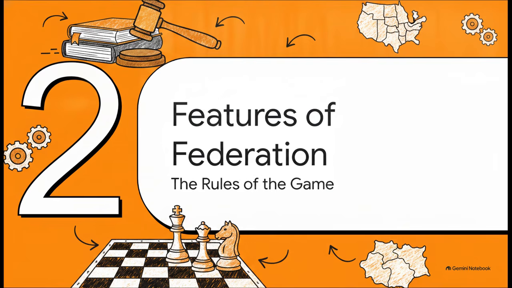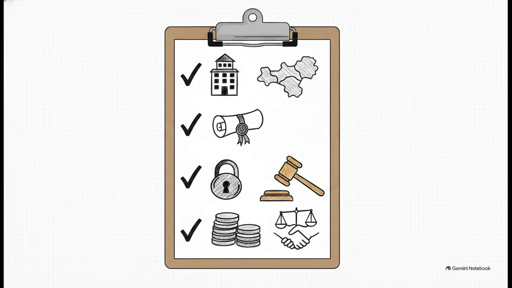Moving right along to Section 2, Features of a Federation. Any true federal system relies on a very strict checklist. First, you need 2 or more levels of government. Second, and this is absolutely crucial, they govern the same citizens but in separate jurisdictions, meaning distinct areas of control. Third, this authority has to be constitutionally guaranteed. It can't just be a casual promise. Fourth, the fundamental rules of the Constitution cannot be changed unilaterally by just one level. They require mutual consent. Fifth, independent courts act as umpires.